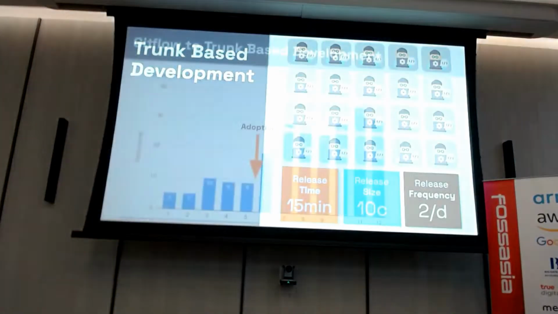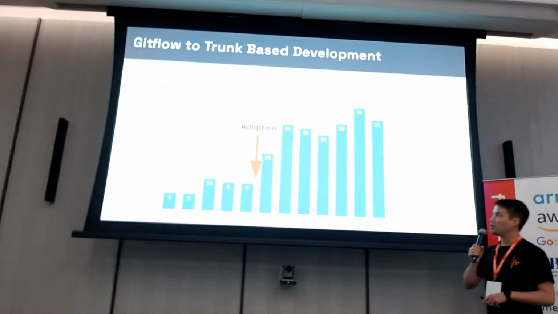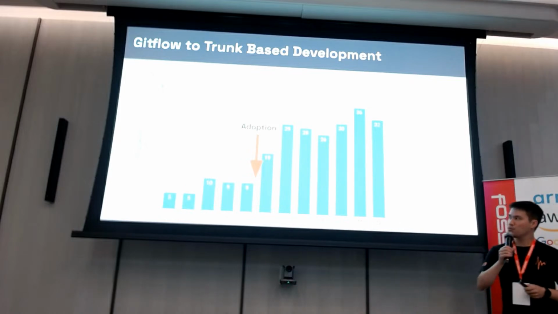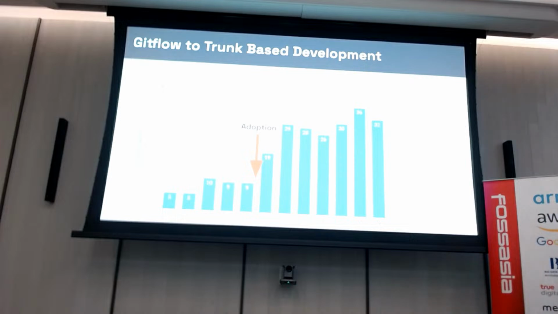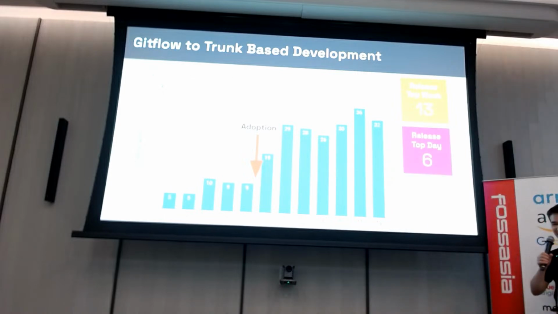When we step back again and look at the metrics, before the adoption of trunk-based development, we were able to deploy maybe 1 time a week. And we managed to multiply by 3 the number of releases using this approach. On the top week, we were able to deploy 13 times to production. On the top day, we were able to deploy 6 important features to production on the same day.